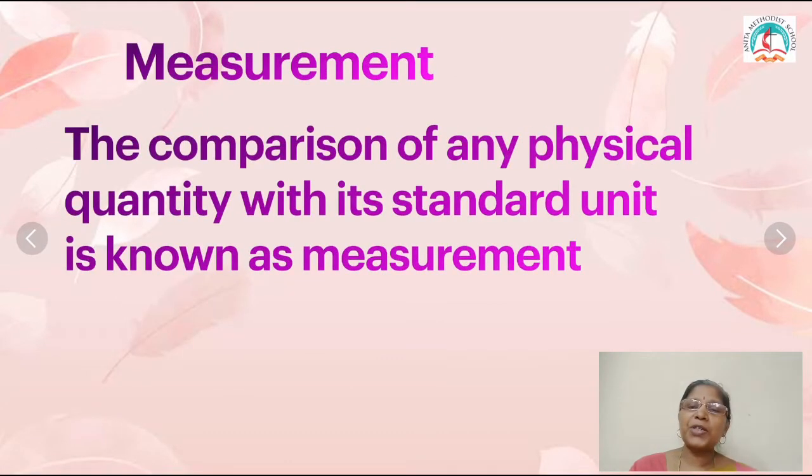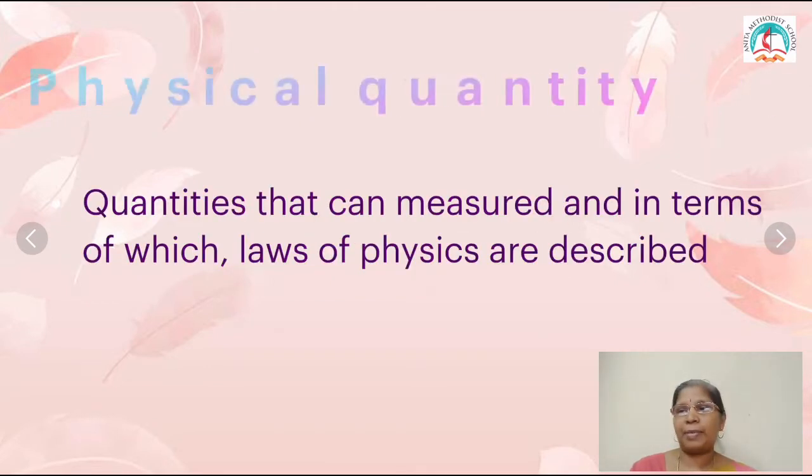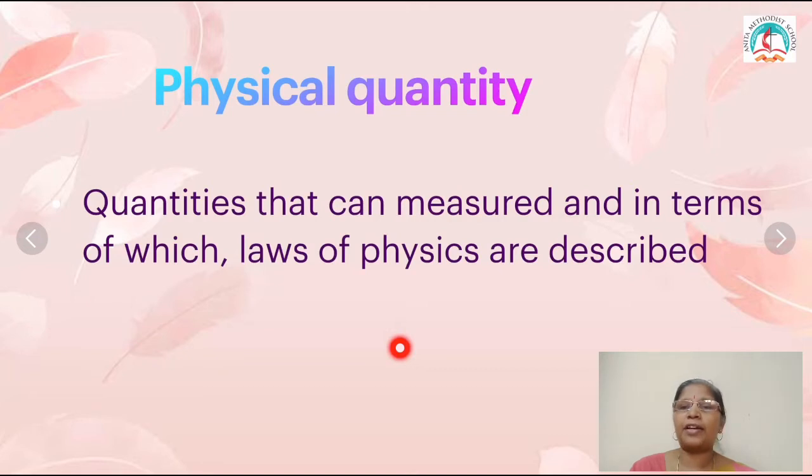Okay, now the first basic topic here is measurement. You know what is measurement? The comparison of any physical quantity with its standard unit is called measurement. You are comparing the physical quantity with a standard unit, that is called measurement. What is meant by physical quantities? Quantities that can be measured, in terms of which the laws of physics are described, are physical quantities.